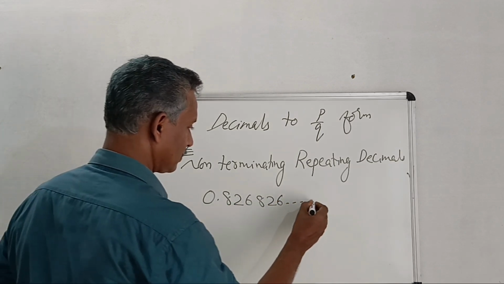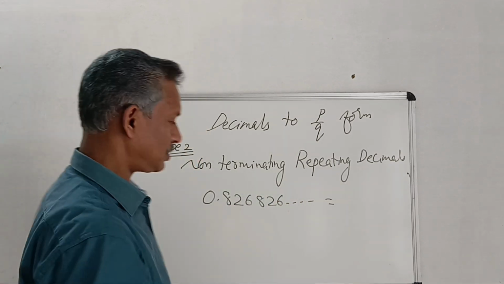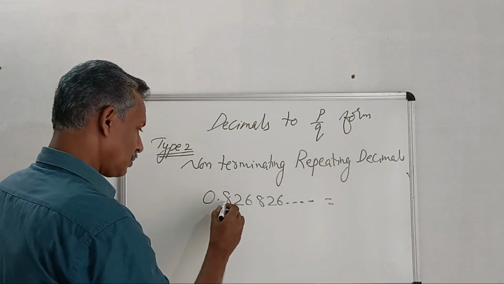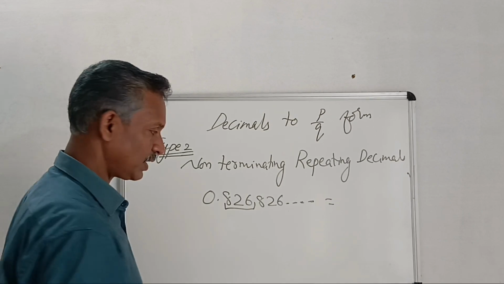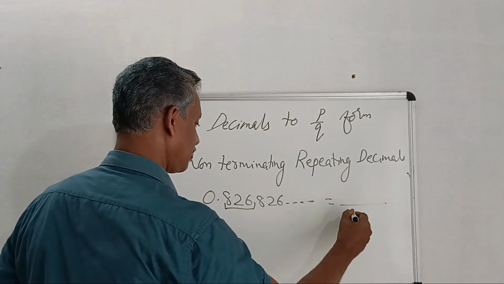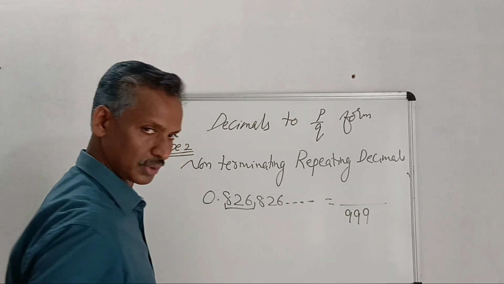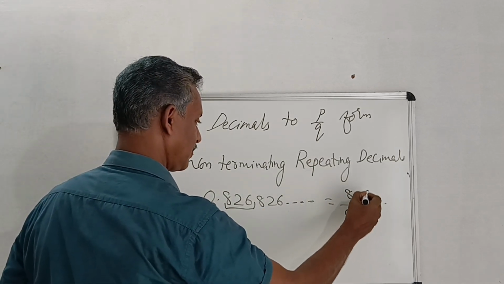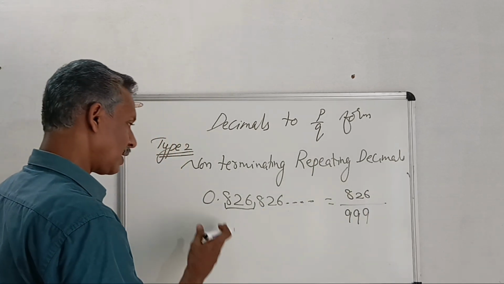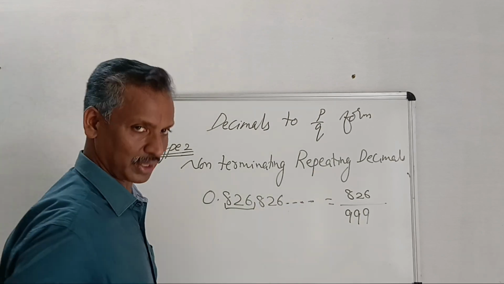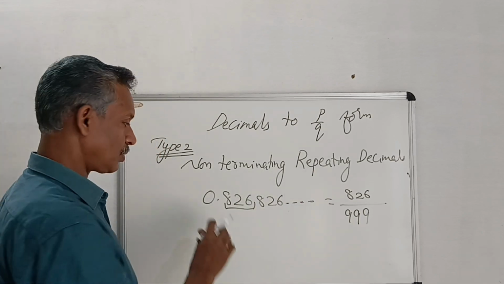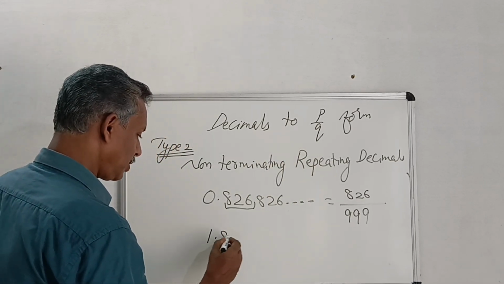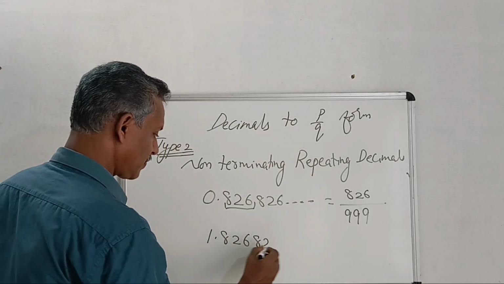If the question is like this, 0.826 repeating, how many digits are repeated? It is not stopping, it is going on like this. Three digits are repeated. If three digits are repeated, you have to write three nines in the denominator and the repeating group, 826, in the numerator. And if 0 is in the beginning, you don't have to write it. Okay? If 0 is in the beginning, we do it like this. If it is 1.826826, like this.